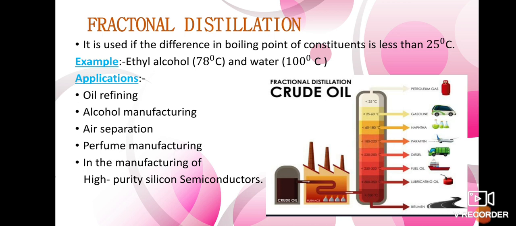This method is useful. You can observe in the diagram. See here, by using the fractional distillation method, we separate different types of oils from the crude oil. Less than 25 degrees Celsius we get petroleum gas, 25 to 60 degrees Celsius gasoline, 60 to 80 degrees Celsius naphtha, paraffin, diesel. Like this, at different boiling points we get different types of oils.